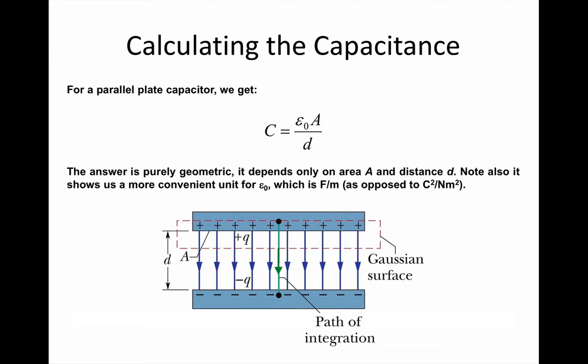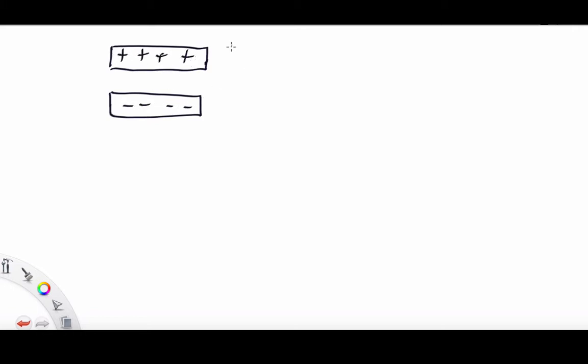Now we need to find the equation for the capacitance of a parallel plate capacitor. So let's have a look at the working. We'll start by drawing our charged parallel plates, and we have the positive one at the top, negative at the bottom. So this is plus Q, this is minus Q.